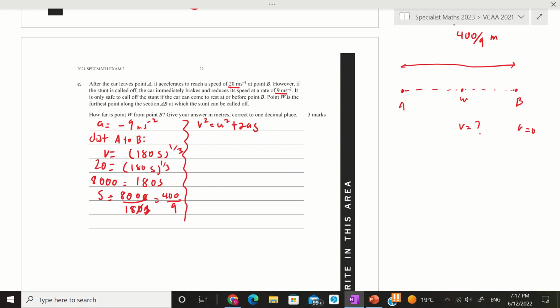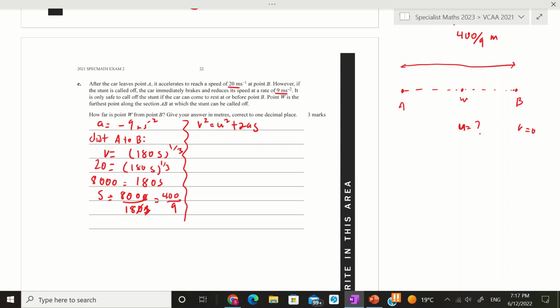So my initial velocity at W is an unknown, but my velocity at B, I know that for sure. My final velocity will be 0. But actually, do we really not know what the velocity at W is? Well, we can probably use the fact that this whole distance from A to B is 409 to come to an understanding as to what our velocity at W is going to be, right? Because at the end of the day, what we want to find is this S term here.